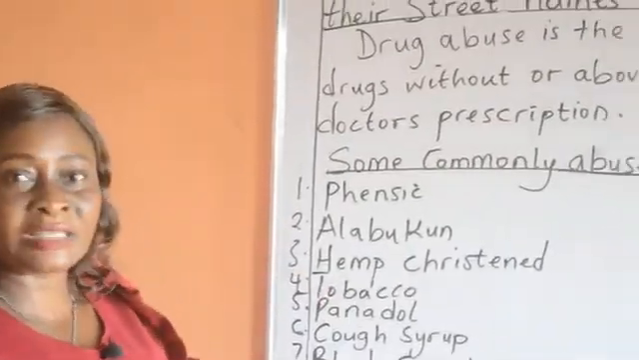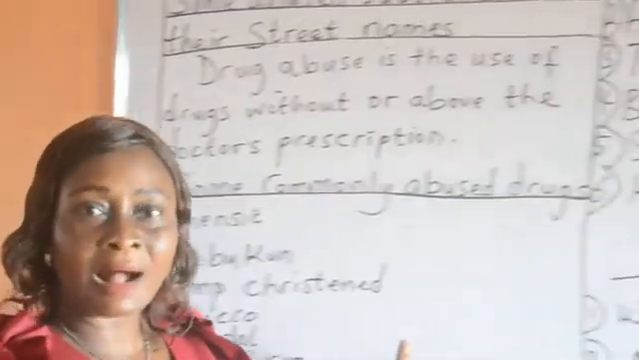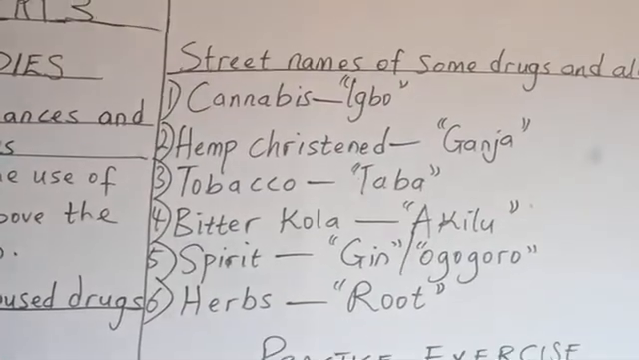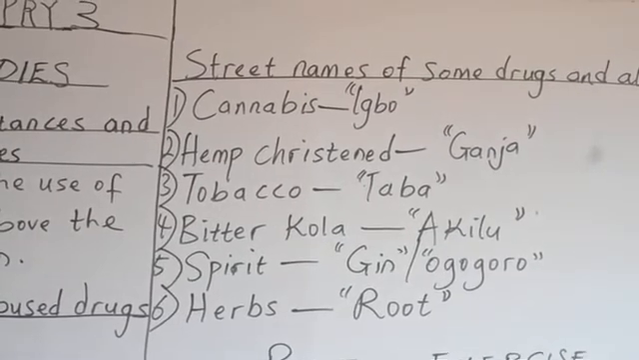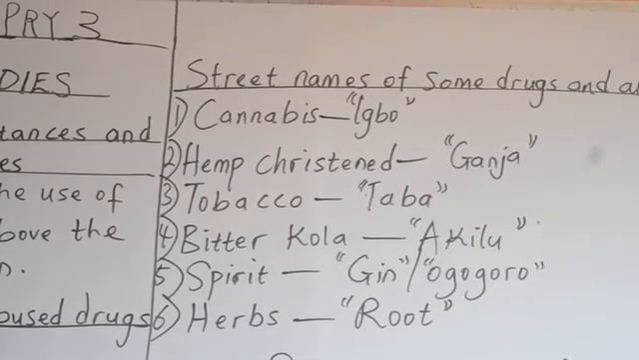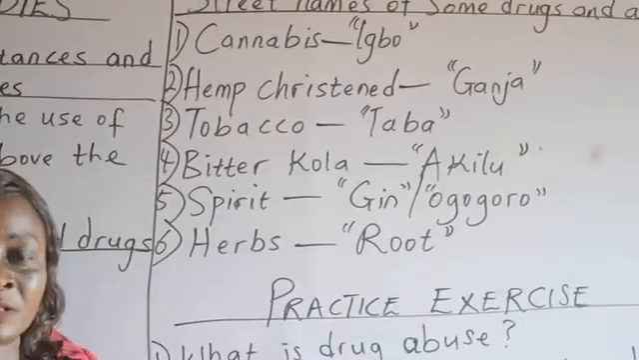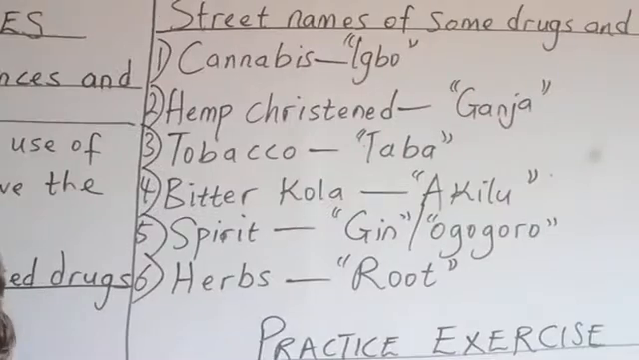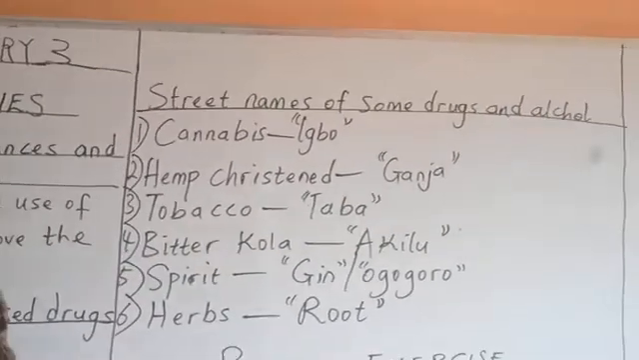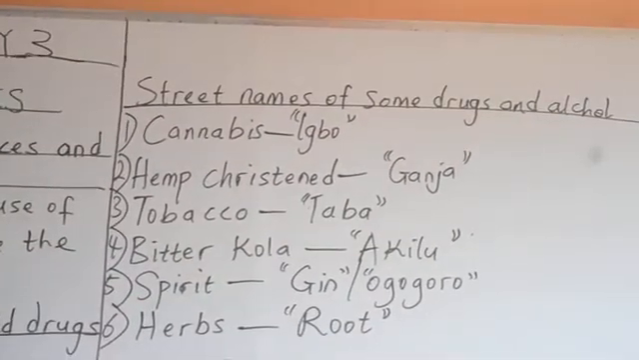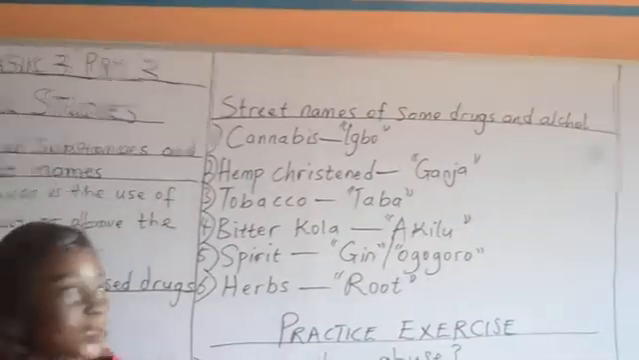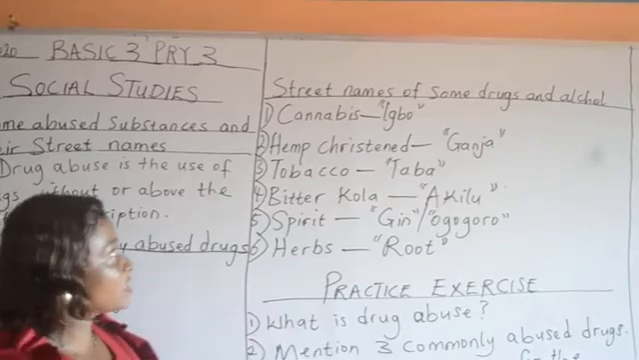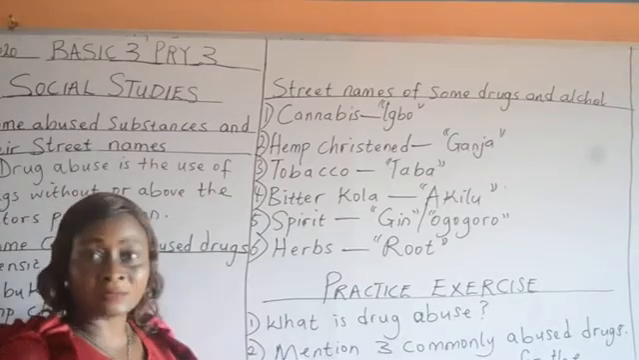So there are some street names of some drugs and alcohol. When you say street names, they are the names that have been given to such drugs by the people that make use of them. It is not an official name, but a nickname given to the drugs by those that take them. So that is what we know by the word street names.